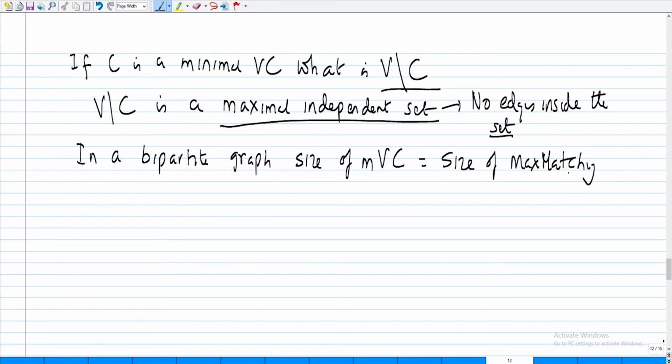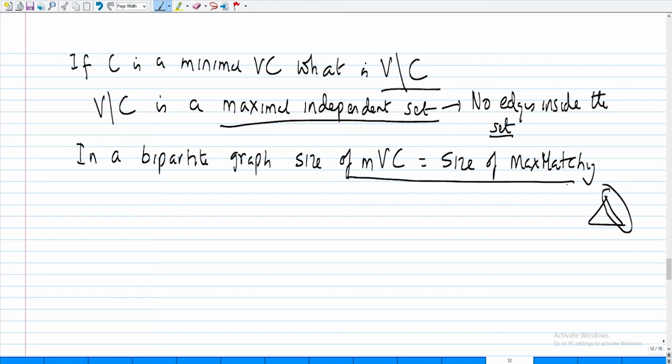You've already seen that if it is not bipartite, the result is not true. It is strictly more than the size of the maximum matching. If it is non-bipartite, here is an example of a non-bipartite graph. The maximum matching is of size 1, but you need 2 vertices. But in bipartite graphs, this is an equality.